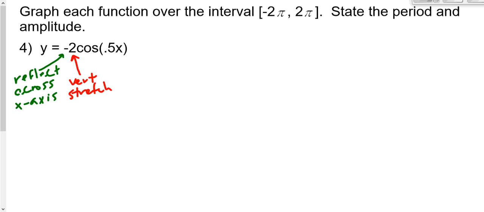And then inside the function, we have a 0.5. So we would say that this roller coaster is half the fun. So that would be a horizontal stretch. It's going to be twice as wide. That's what makes it half the fun.